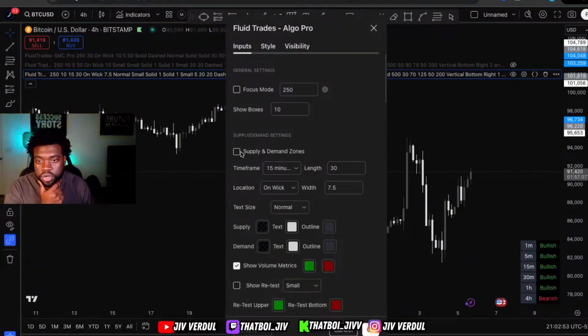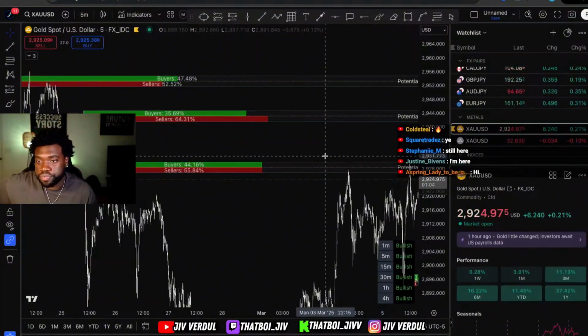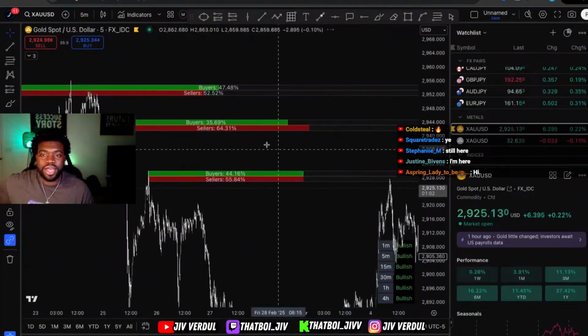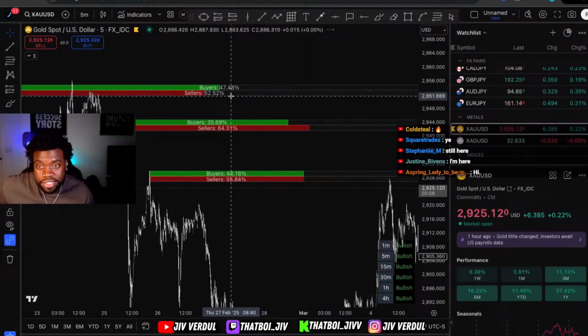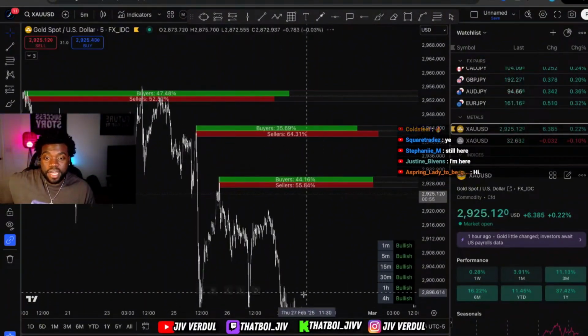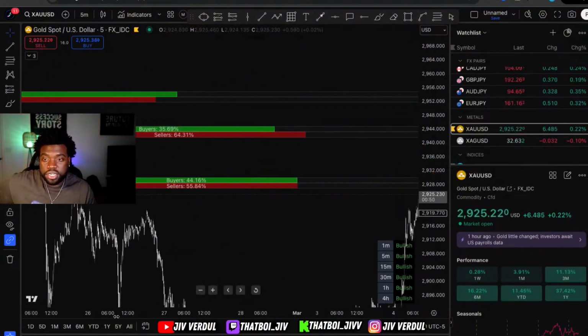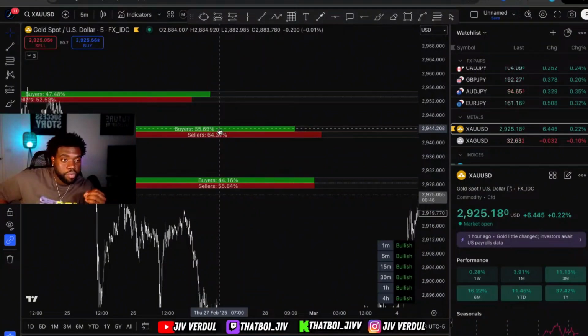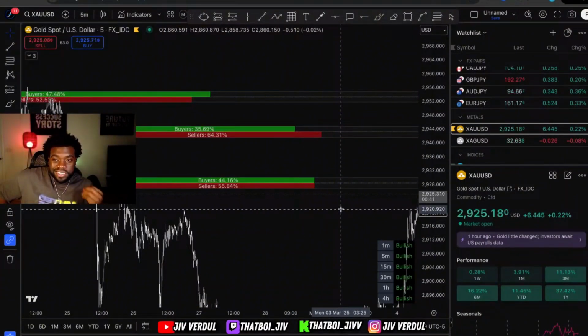So let's turn the zone on. Right now we're on H4. Let's go on gold. Okay, so straight off the bat, you guys, I'm pretty sure for those that already have the indicator, you already noticed the buyers and sellers. So guys, inside the zones, we are now able to see how much buyer volume is within the zone and how much seller volume is within that zone.